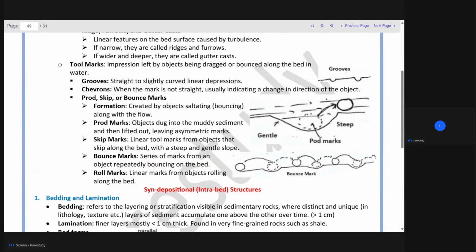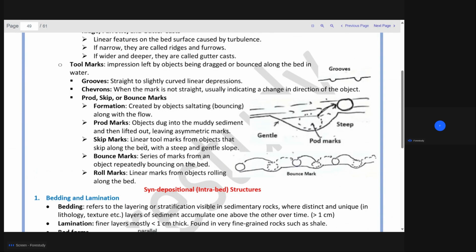Grooves in cross section will look like this. Then we have prod marks, skip marks, or bounce marks, formations created by objects saltating or intermittently bouncing along with the flow. Then we have prod marks, objects dug into the muddy sediment and then lifted out, leaving an asymmetric mark like this. Okay, steep slope, and this is gentle slope.